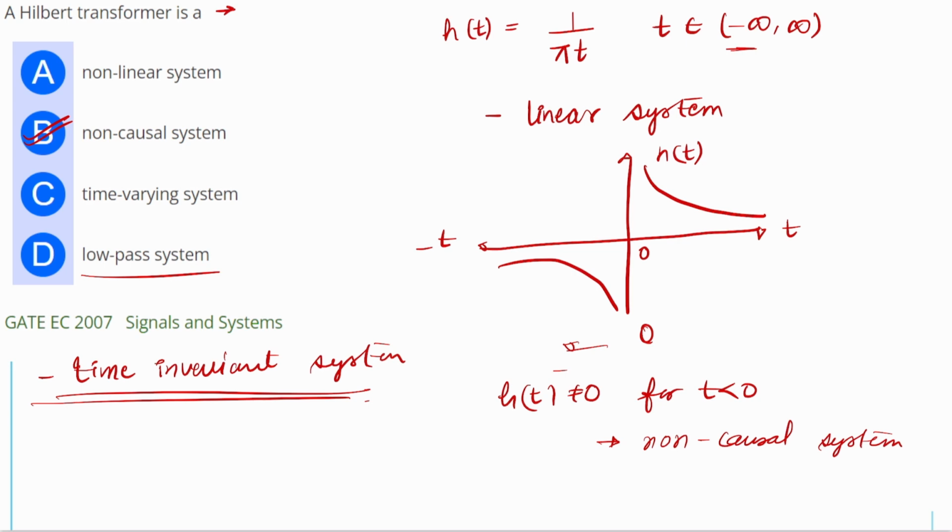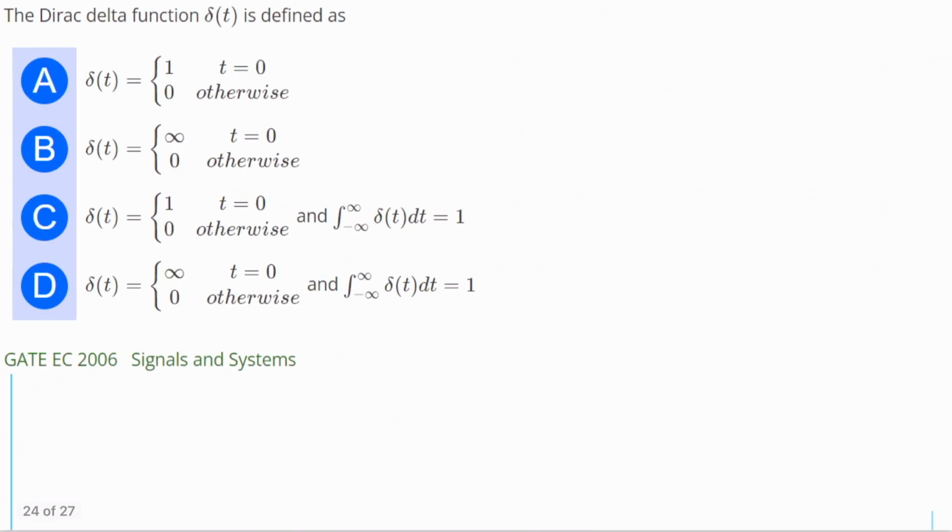So if I characterize it, it is a linear system, plus a non-causal system, plus a time invariant system. So this is the system classification of a Hilbert transform. Just remember it as a point: linear, non-causal, plus time invariant. This type of question, if not in GATE then in some other state level examination, is very common, asking about the Hilbert transformer. Moving on to the next question.